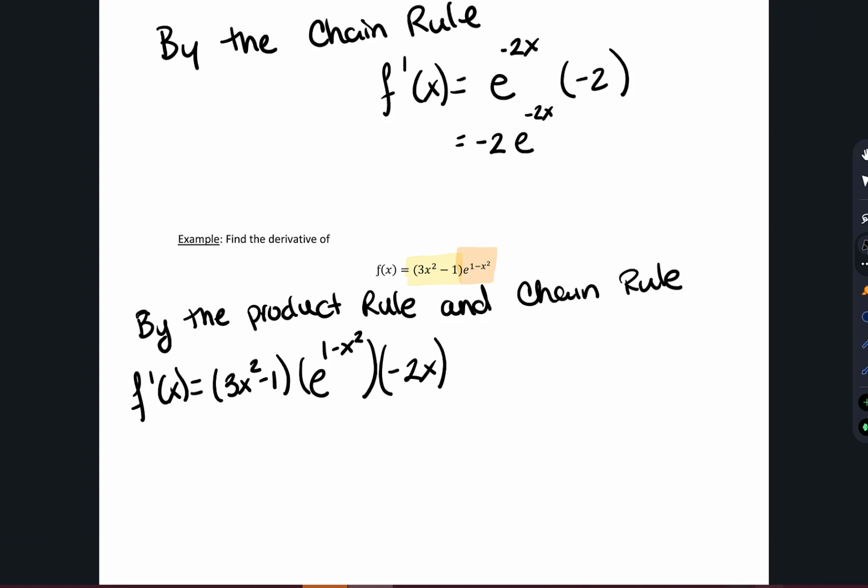And then to complete the product rule, so here we had the first function multiplied by the derivative of the second. Then we're going to have the derivative of the first function, which is going to be 6x, multiplied by the second function.